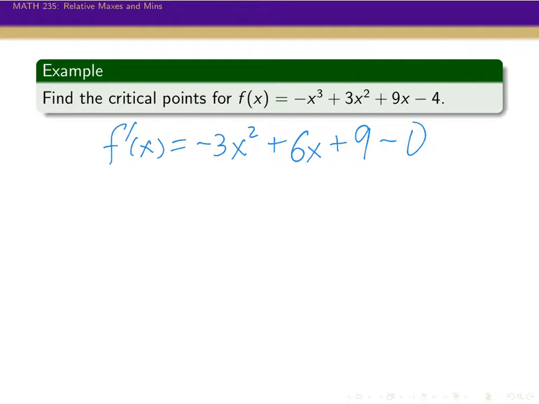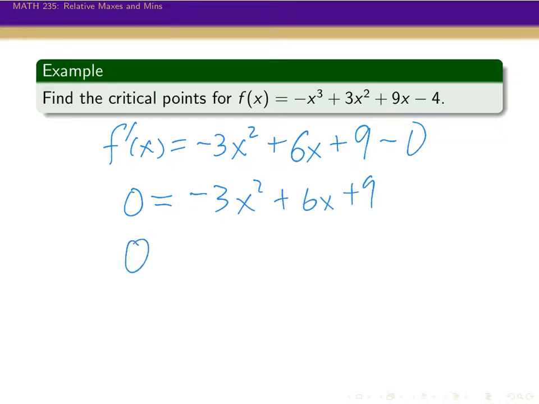So this is a quadratic now. So this exists everywhere. So there aren't going to be any critical points where the derivative doesn't exist. But we can find the critical points then by setting this equal to 0. And so we have 0 is equal to minus 3x squared plus 6x plus 9.